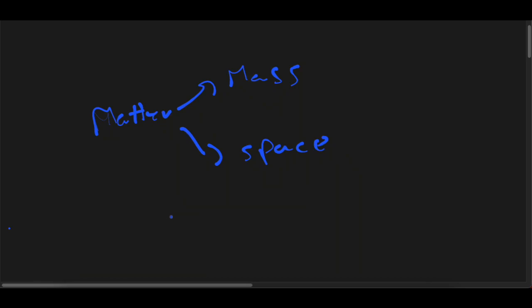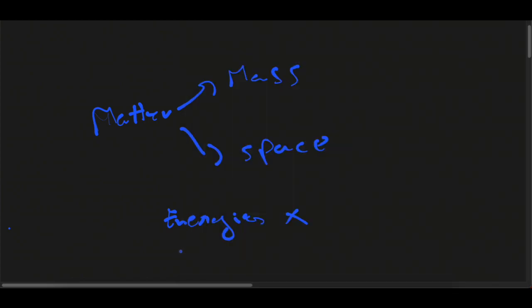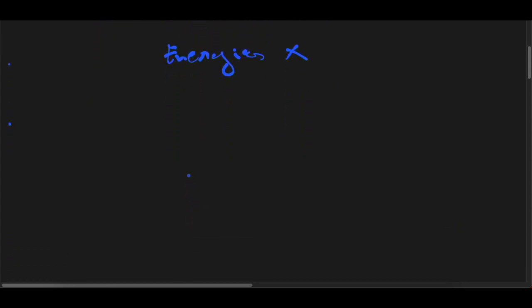Now, if we talk about energies, can we consider energies like matter? So the answer is no. For example, heat or electricity, this type of energies cannot be considered as matter. And matter can exist under normal conditions as three different states, that are solid, liquid, and gas. And all these states are characterized by volume and shape.